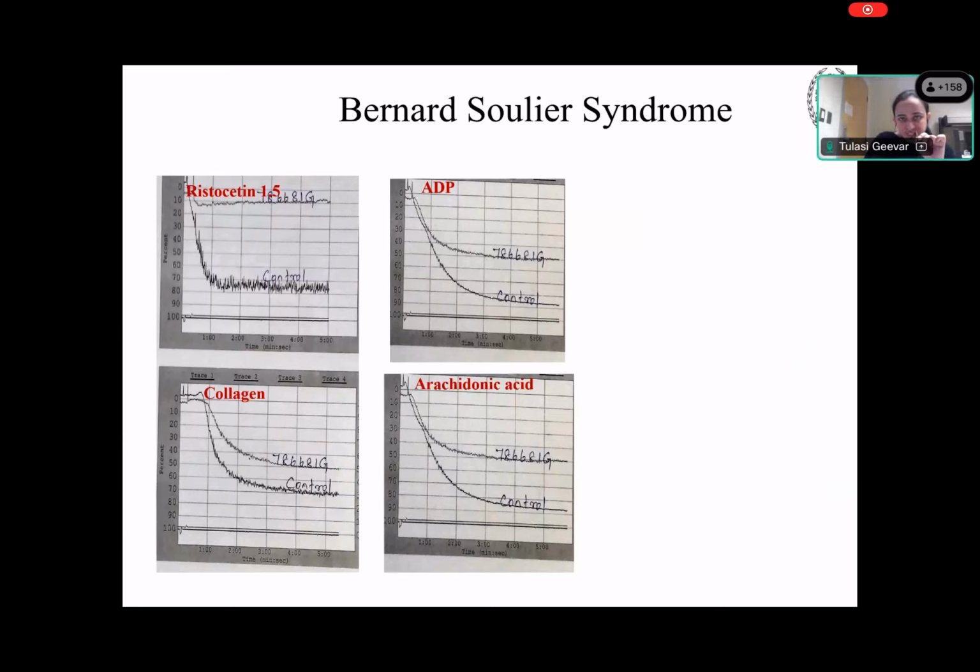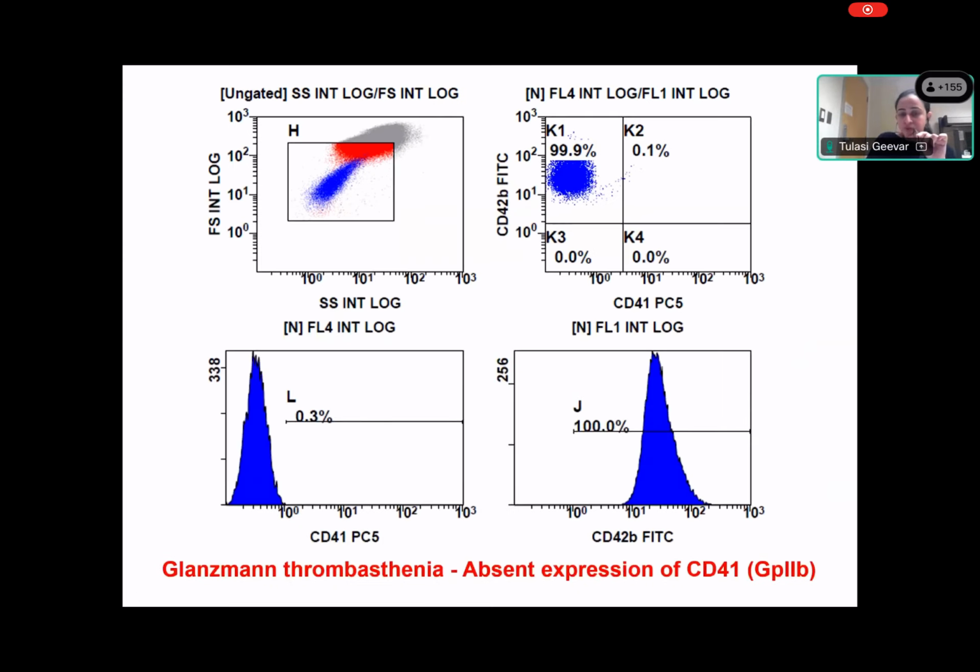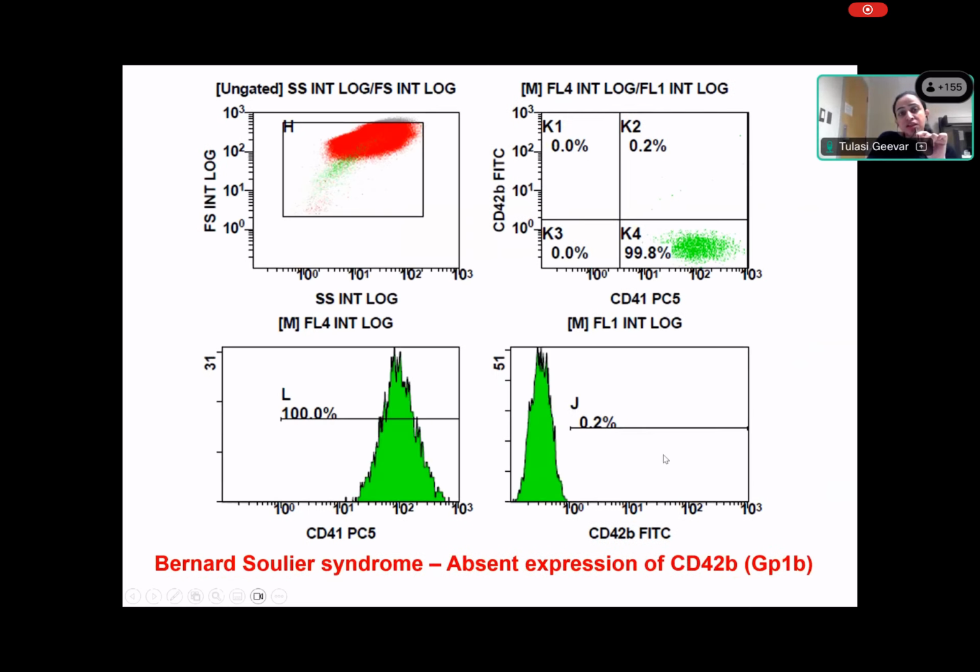Now, this is the pattern that we see with Bernard-Soulier syndrome. So there is an absent response with ristocetin, and you can see a response with ADP, arachidonic acid, and collagen. The response is slightly lower than the control because of the concomitant thrombocytopenia that you can see in Bernard-Soulier syndrome patients. This can be confirmed by flow cytometry. So this is a case of Glanzmann's thrombasthenia. You can see absent expression of CD41, which is the glycoprotein 2b receptor. CD42b is the 1b receptor, which is normal in Glanzmann's thrombasthenia. And this is a case of Bernard-Soulier syndrome.